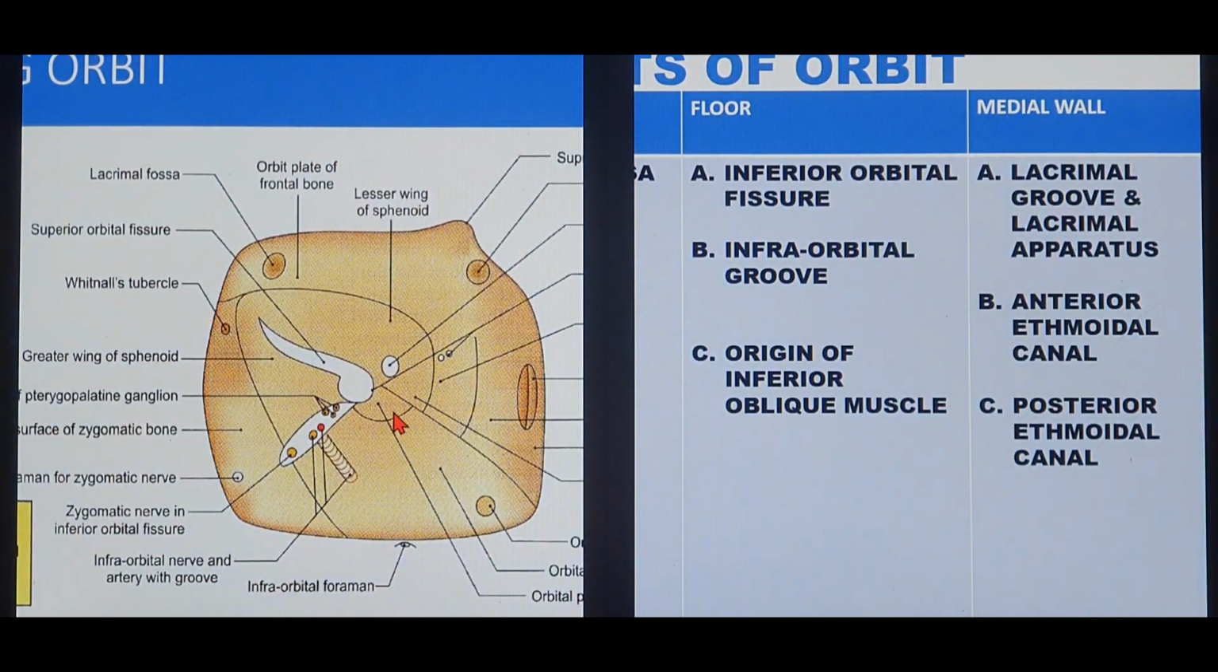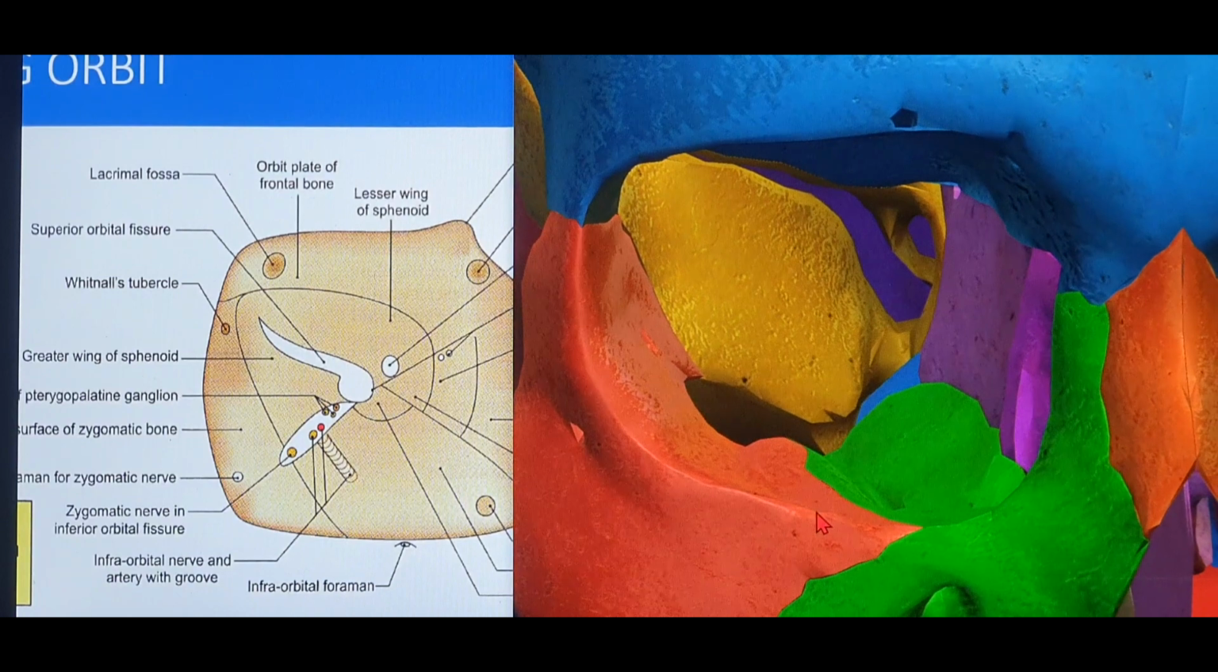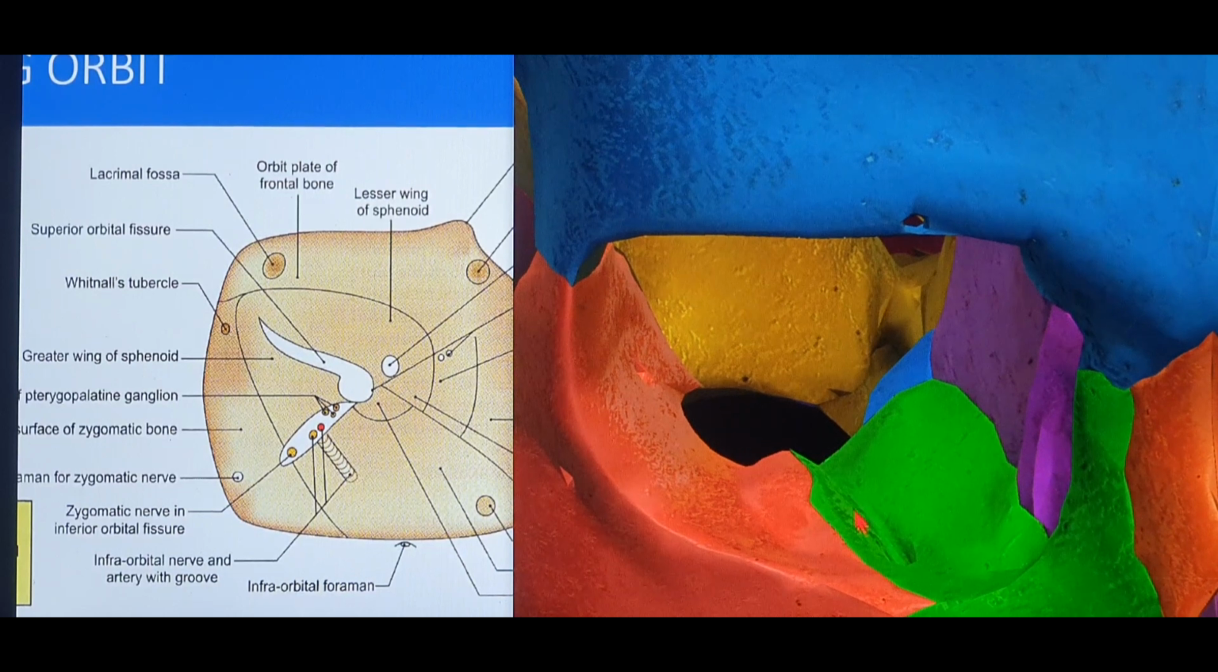So we saw that. The next one is the infraorbital groove. As you can see over here, we can see the infraorbital groove along with the infraorbital nerve and the infraorbital artery. If I show you on the 3D model over here, you can clearly see that's the floor. Along the inferior orbital fissure, you can see some depression over here. That is nothing but the infraorbital groove.